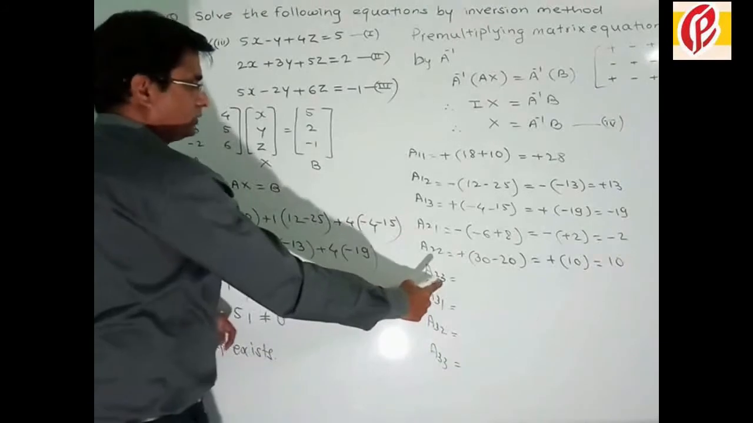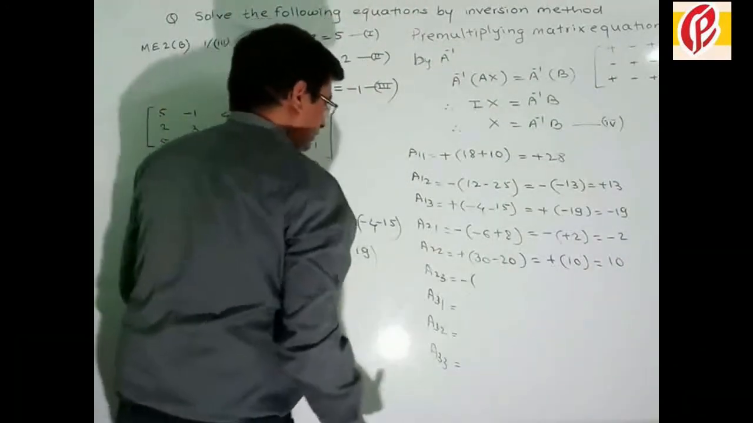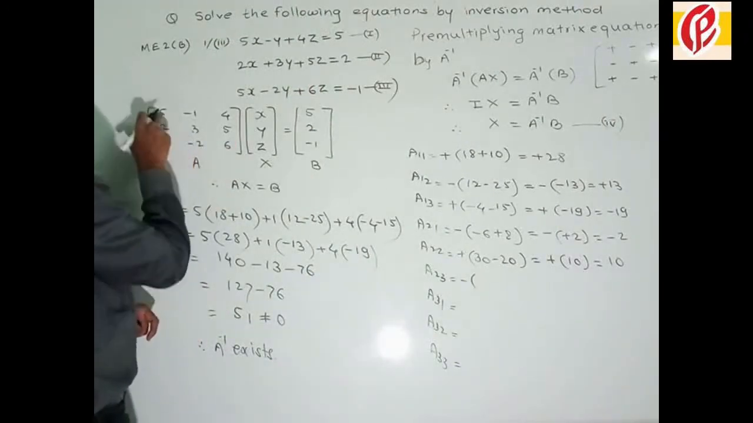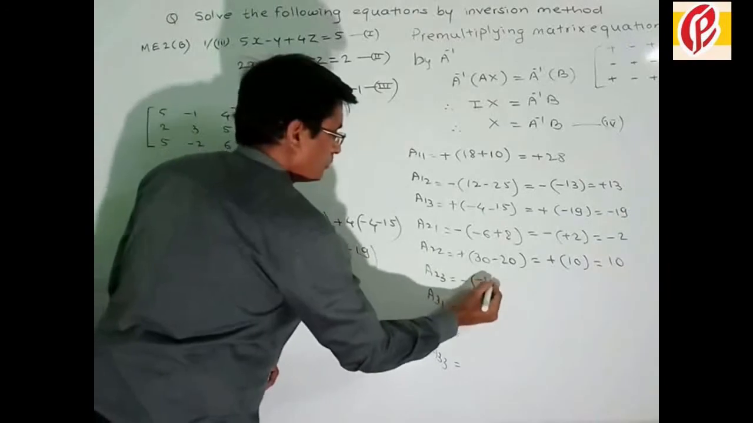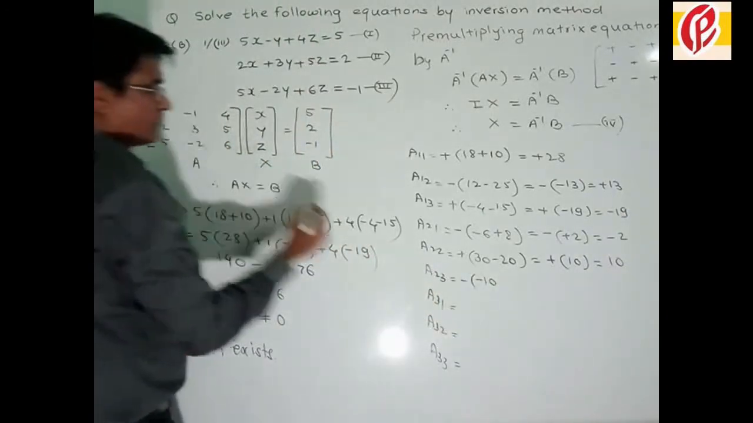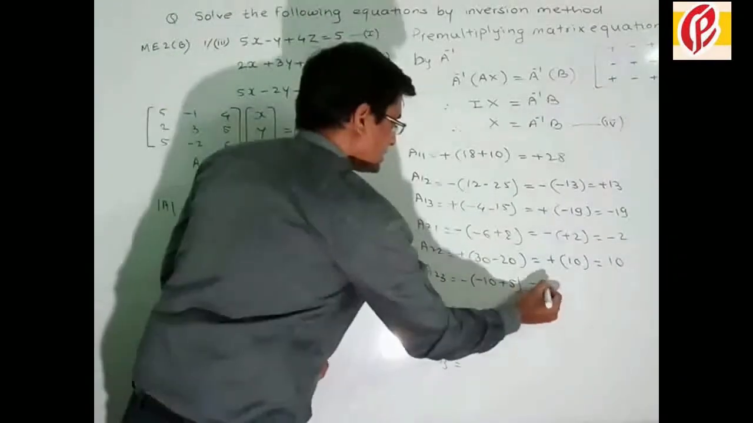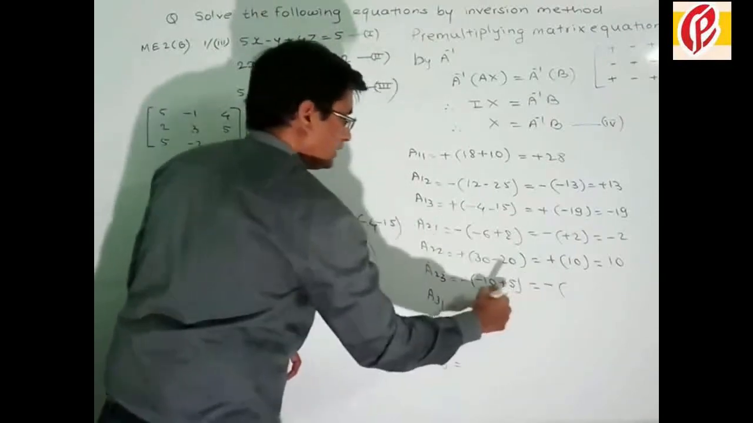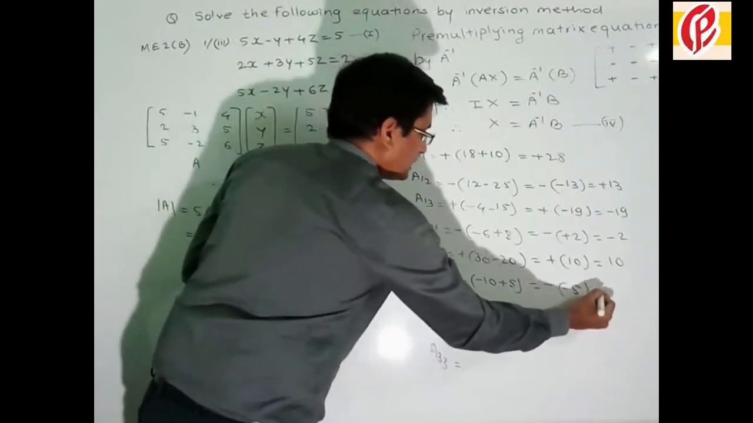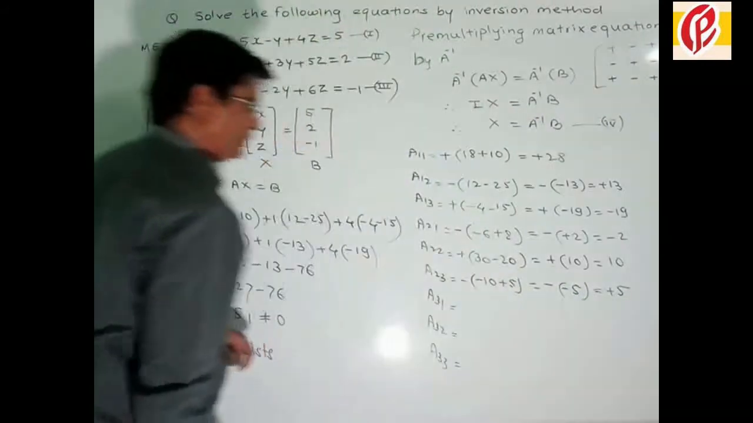Then second row, third column, sign is minus. Second row, third column. So elements are 5 2s are 10, minus 10, and 5 1s are 5, minus 5, minus minus plus 5. So this minus sign, plus minus minus, 10 minus 5, 5, greater number, sign minus. So here minus 5, minus minus plus 5.